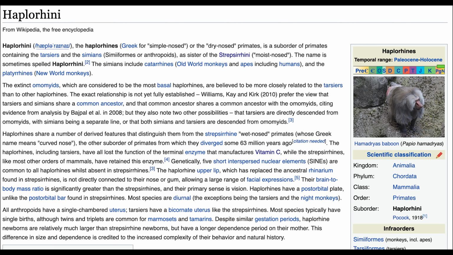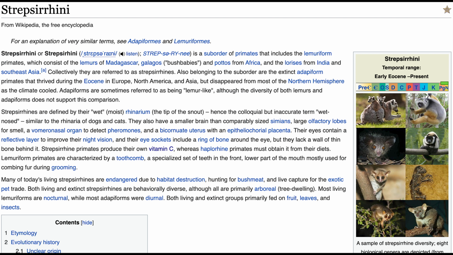Interestingly, most animals make their own vitamin C, but humans don't, so we must get it from our food. In fact, all the members of the primate suborder Haplorhini, or the dry-nosed primates, cannot produce vitamin C. This is not the case for the Strepsirrhini, or wet-nosed primates. If you've ever wondered why you never see wet-nosed primates with scurvy, well, now you know.